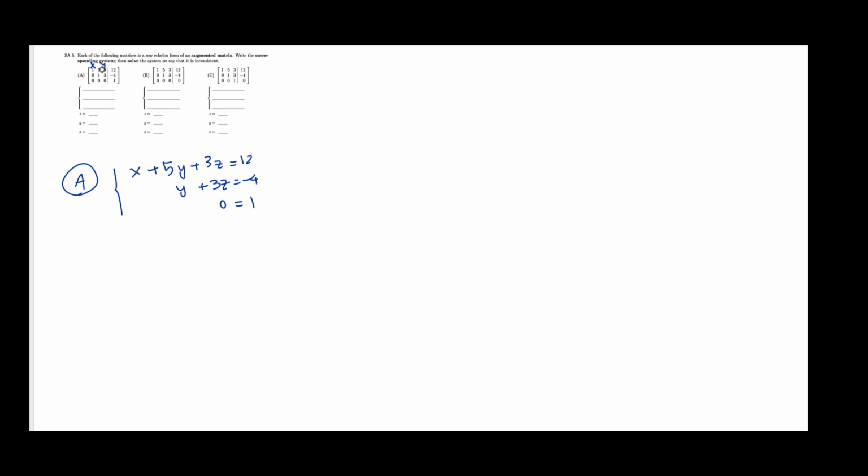So x, y, and z. And this is inconsistent because on this side it was all zeros, the other side had a 1. So inconsistent.